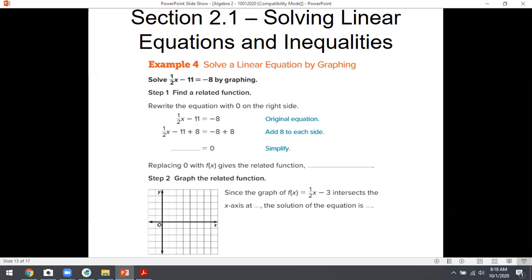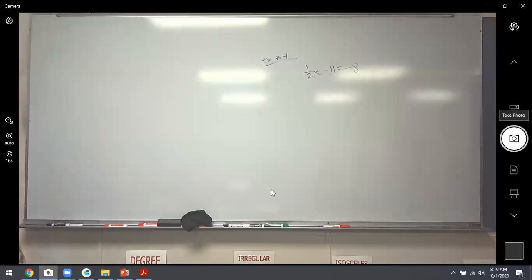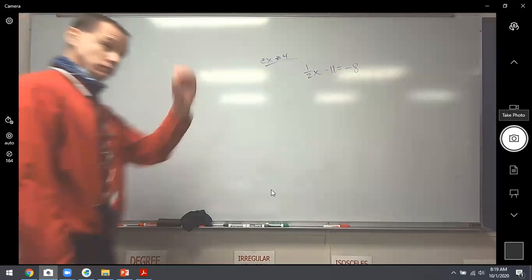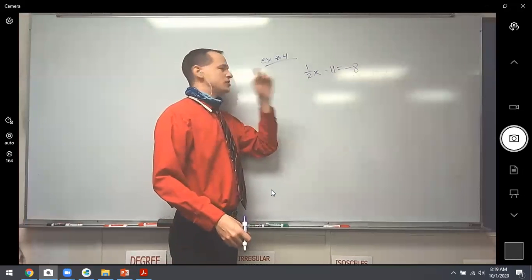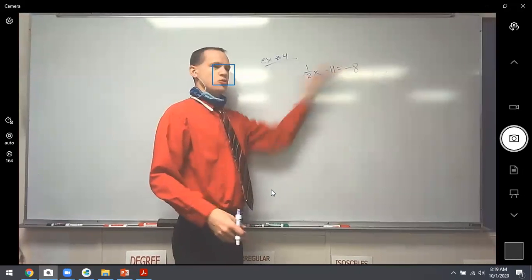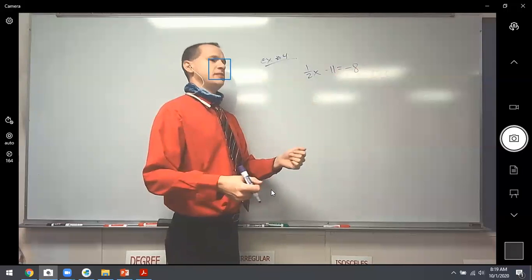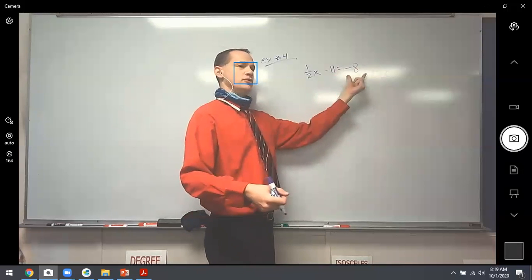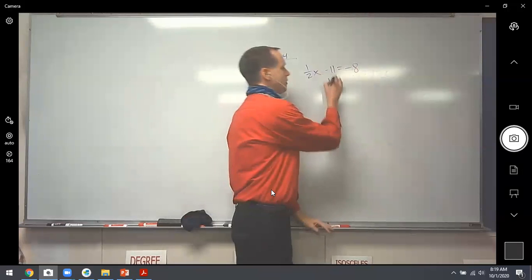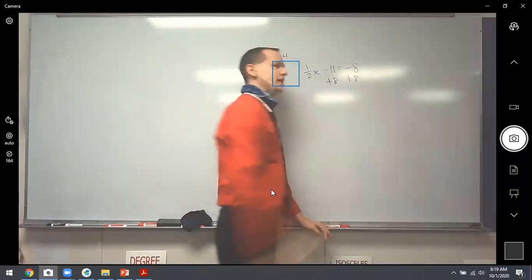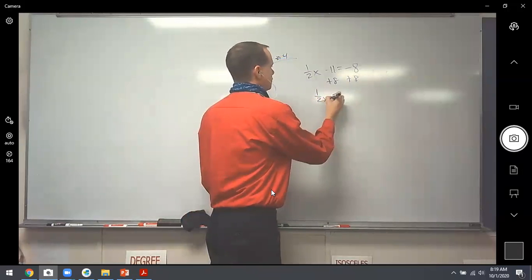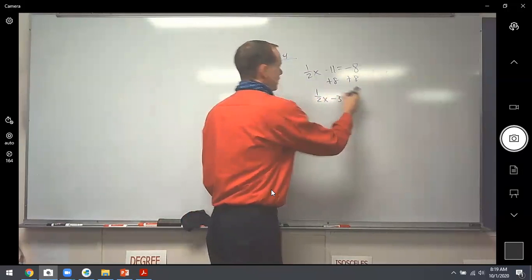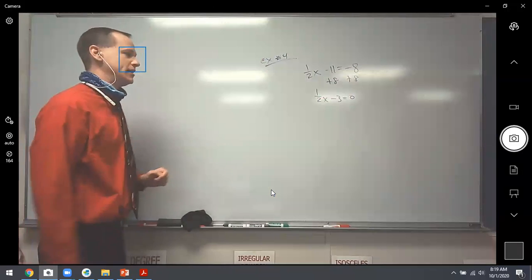Well, here's the steps. First things first, you are going to set it equal to, what's the magic number? 0. Okay, so how do you set it equal to 0? Well, there's lots of ways. The main thing is you just want one side to be equal to 0. I think the easiest thing to make one side be 0 is just get rid of this negative 8. Would you agree? So let's add 8 to both sides. So now you got negative a half x minus 3, negative 11 plus 8 is negative 3, equals 0.